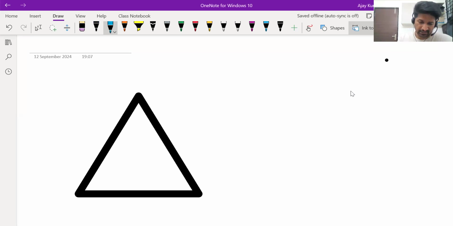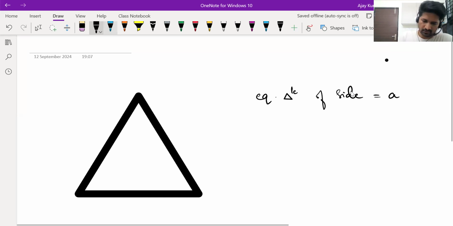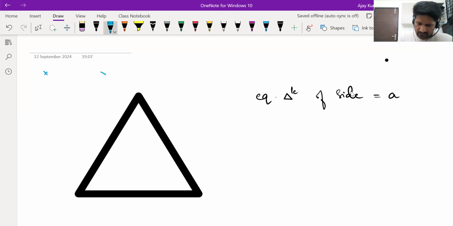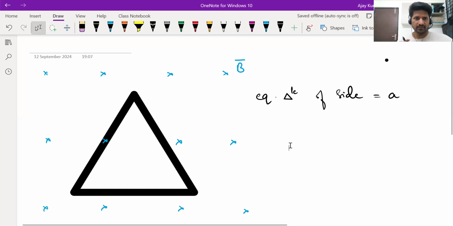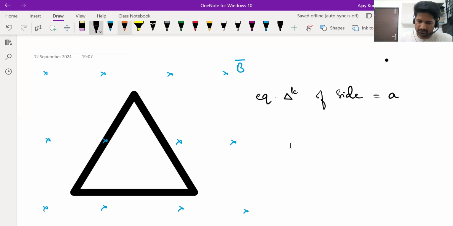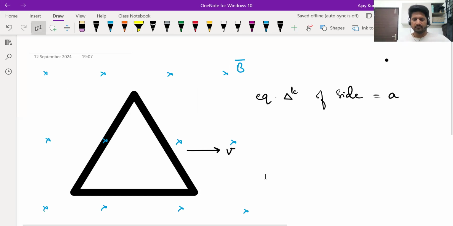Okay. Suppose there's a triangular frame. It's an equilateral triangle of side A. And let's say there is a uniform magnetic field directed into the plane of your screen. Magnetic field is uniform, as I said. And assume this triangular frame is moved to the right with a speed v. Okay, it's a conducting frame.